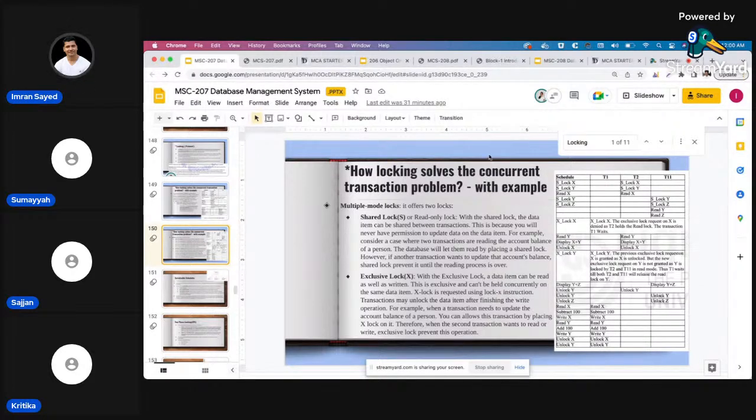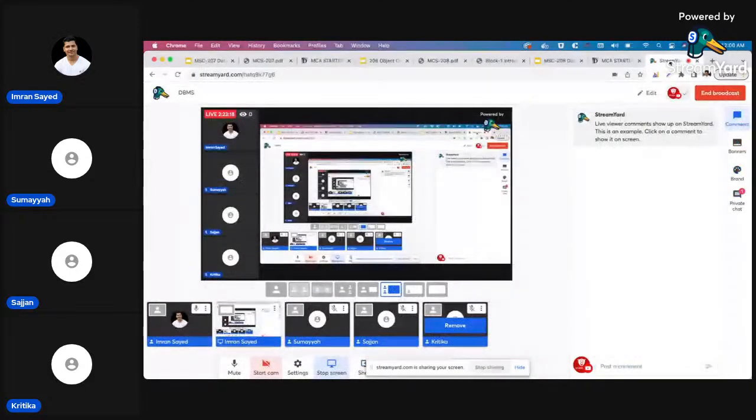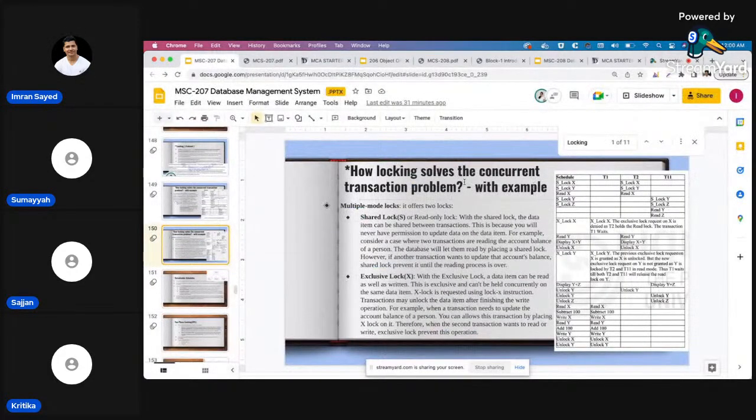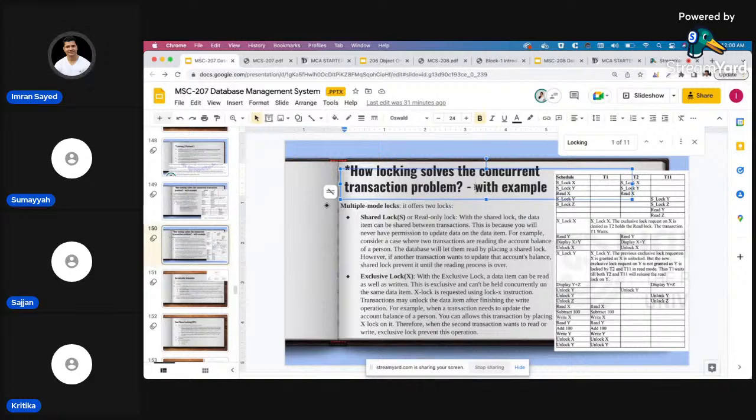So 9:30 sounds good for you, Kritika? Yes, okay. What about you, Sumaya? Are you comfortable with 9:30? Yes. Okay. Sajjan, you're fine with 9:30, right? Yes, I'm comfortable. Okay.